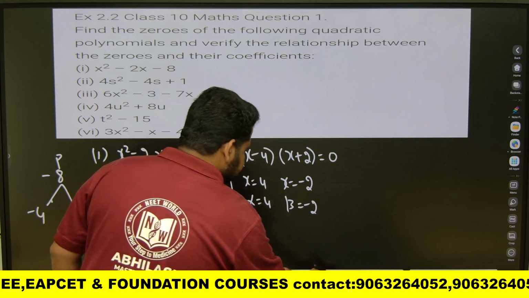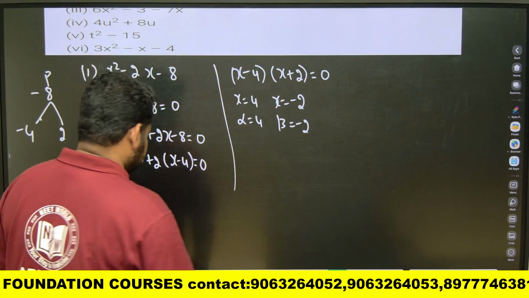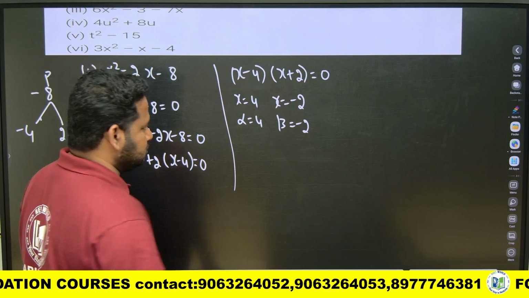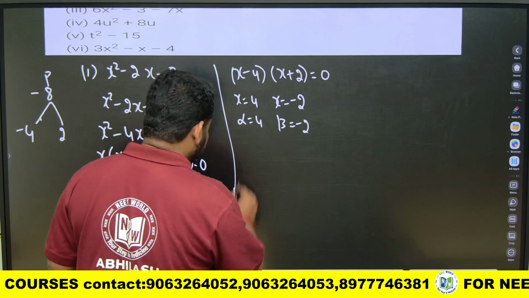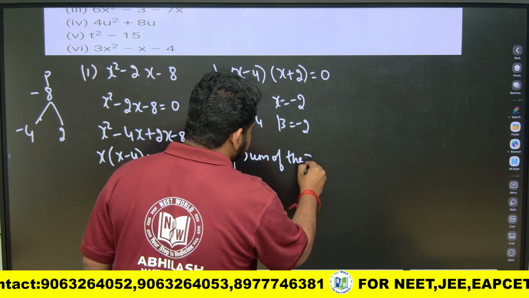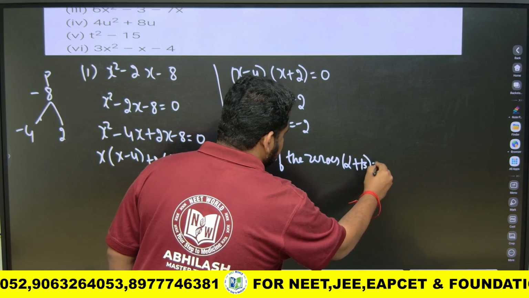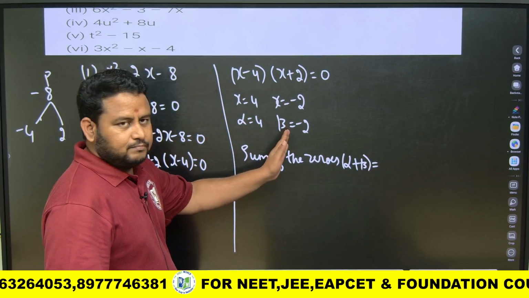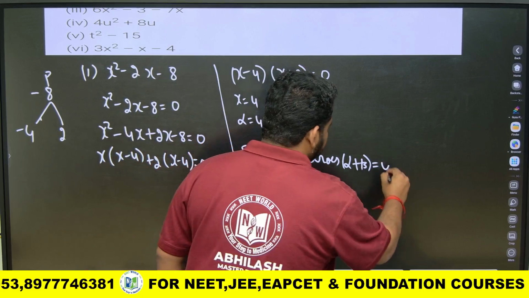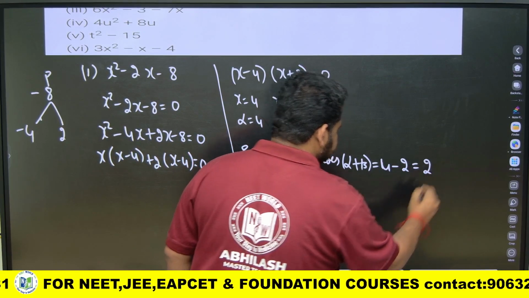Now based on this, let us see sum of the zeros and product of the zeros. Sum of the zeros is nothing but alpha plus beta. Alpha plus beta is what? Alpha is what, friends? 4. Beta is minus 2. So 4 plus minus 2, that is plus into minus is minus. 4 minus 2, I will just get it as 2.